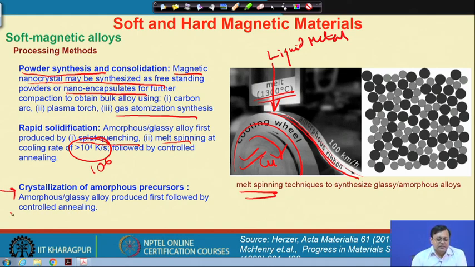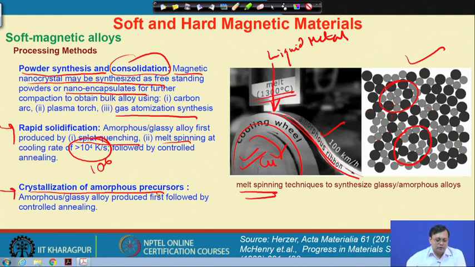However, the crystallization of the amorphous precursors is also important. We may consolidate a powder and during consolidation itself anneal the powder, so that we can produce the desired microstructure, or maybe we have rapidly solidified a ribbon and we get an amorphous structure where there is no crystallinity at all and atoms are randomly arranged. So, we need to anneal it to form some nano clusters of alpha iron phase in the microstructure, and that requires a controlled crystallization treatment.